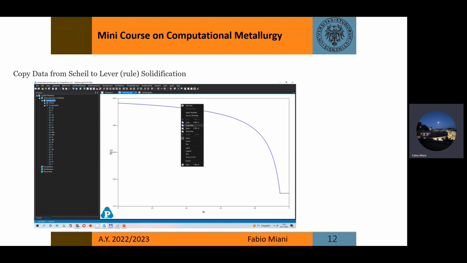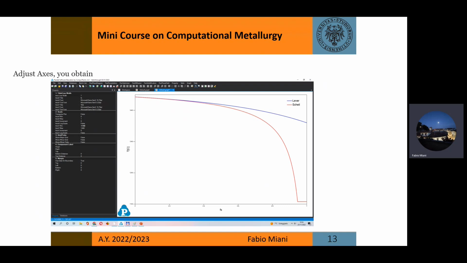And this is the output of our lever rule solidification. You can compare the lever rule results in graphs, which give on the x-axis the Fs, the solid phase fraction, which ranges from 0, so completely liquid, to 1, fully solid. And this is the solidification temperature. You see that the evolution of lever in blue and Scheil in red is rather different.